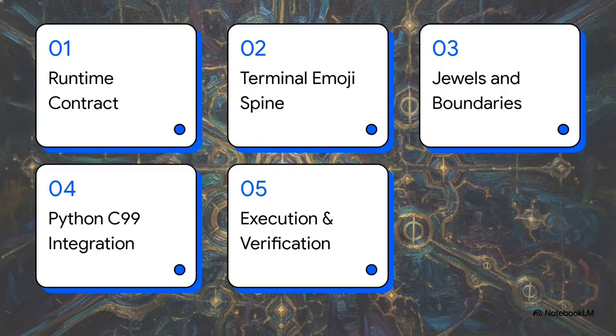Well, here is our roadmap for figuring that out. We'll start with a strict runtime contract, then look at the terminal emoji spine, followed by jewels and boundaries, Python and C99 integration, and finally, execution and verification.